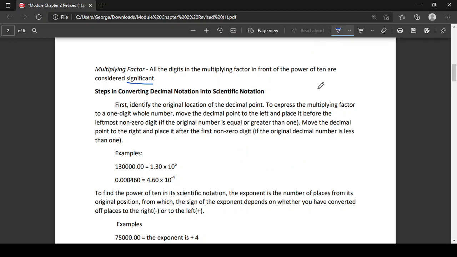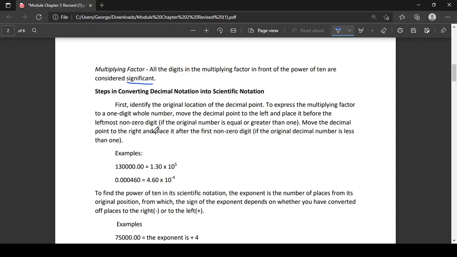So to express the multiplying factor to a one-digit whole number, again, what is the purpose of your scientific notation? It is to express the multiplying factor to a one-digit whole number. You need to move the decimal point to the left and place it before the leftmost non-zero digit if the number is more than 1 or at least 1. Again, it is leftmost, kids, if greater than or at least 1, the last significant number.